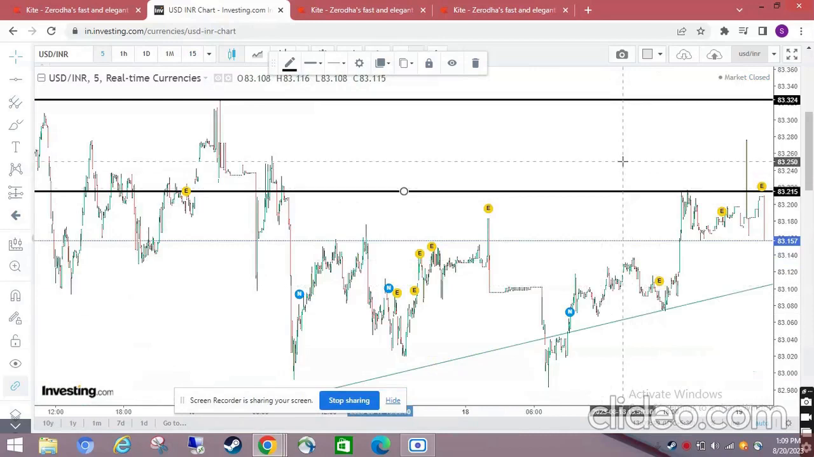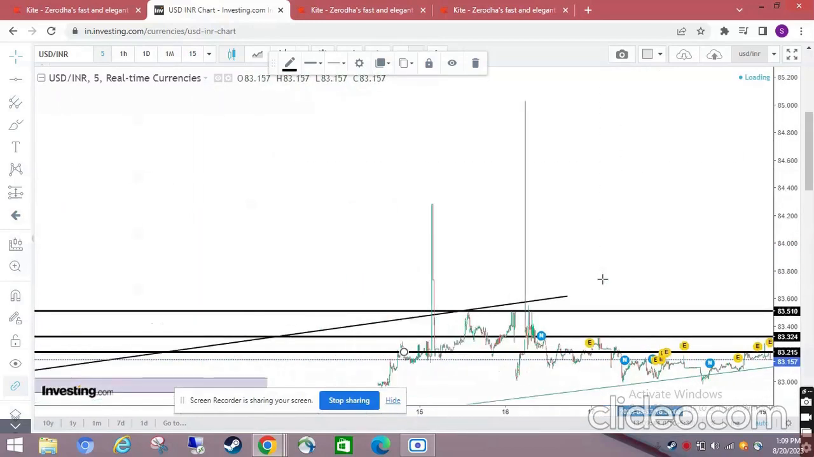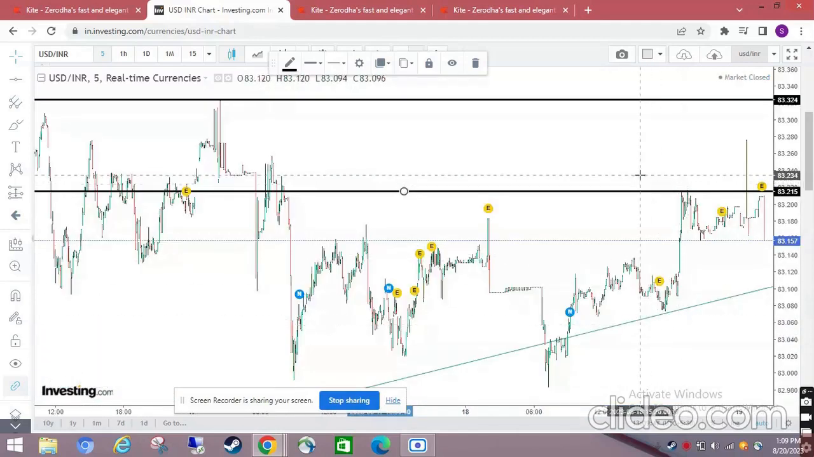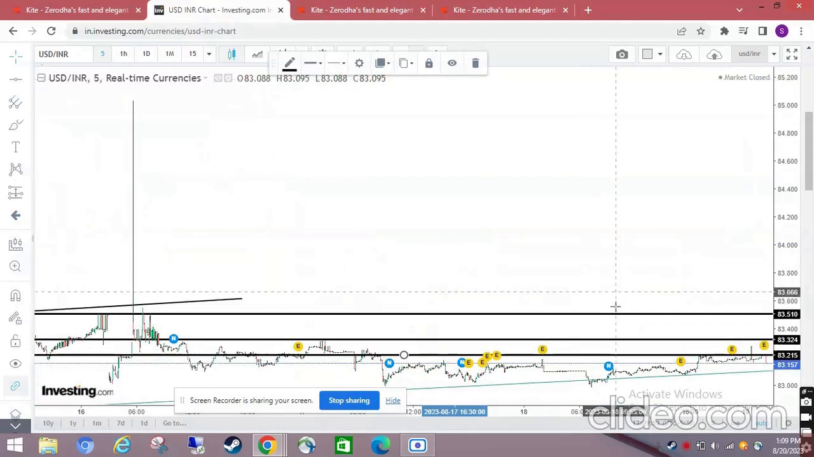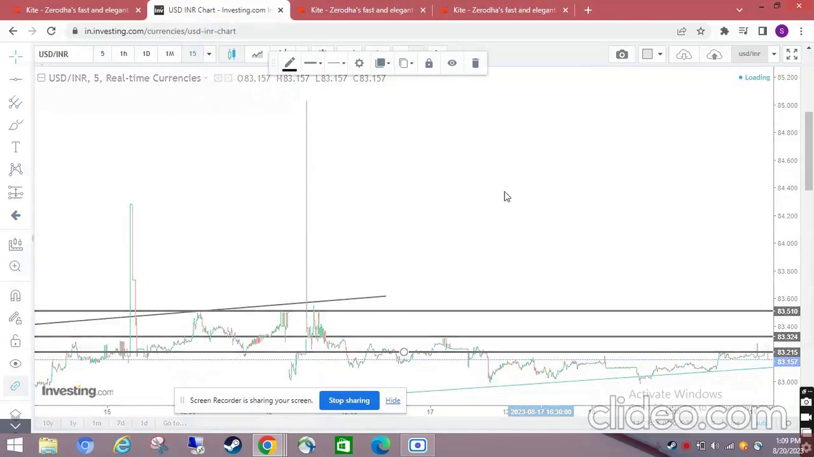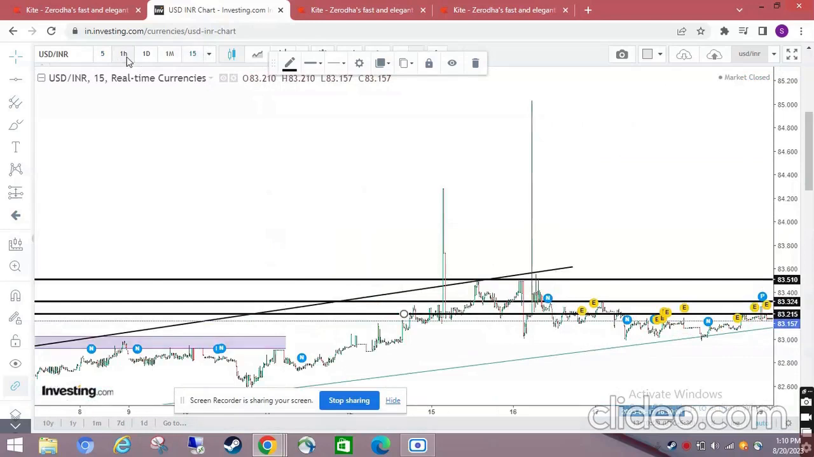Once it goes above that, we'll add more to our positions. If it goes above 83.24, we'll add more, and if it goes above that, we'll keep on adding to our positions. The logic is to keep on adding to your winners and cut your losers.